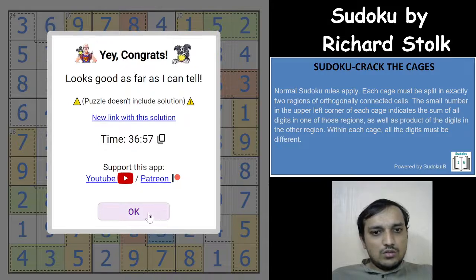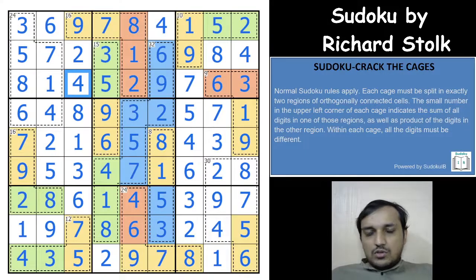Wow, awesome. That was excellent Sudoku. I actually couldn't appreciate while solving because I was totally focused on this. What a math variant this was. Amazing, guys. I really enjoyed this Sudoku.